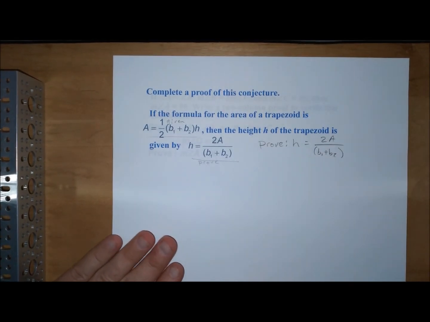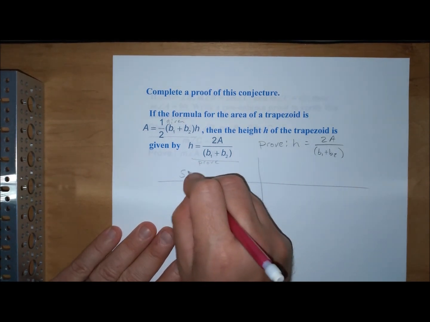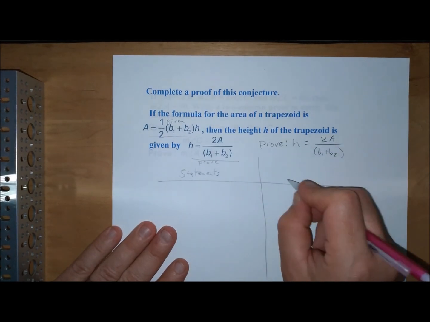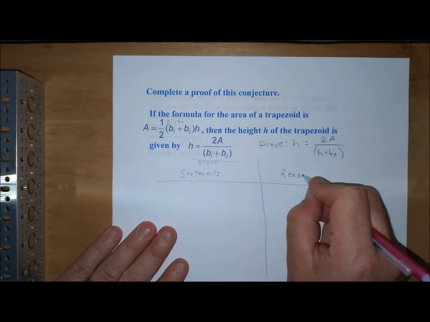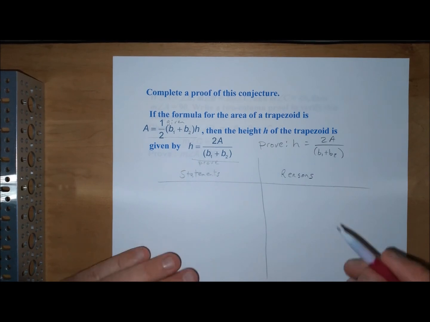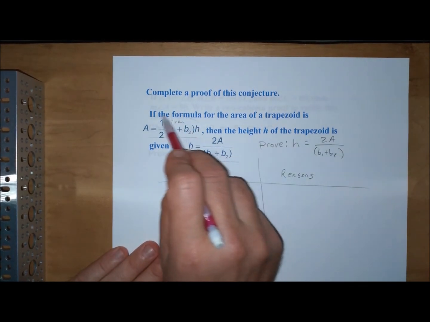Okay, let's go ahead and make some statements and some reasons. We can make any statement we want as long as we can back it up with sound mathematical properties, right? Okay, what's the first statement we're always going to make in a proof? We're going to restate the given.